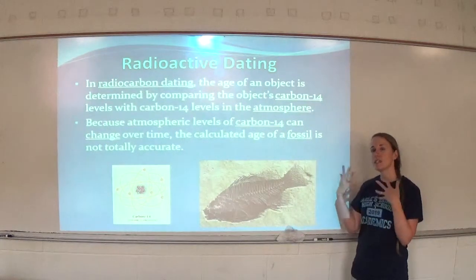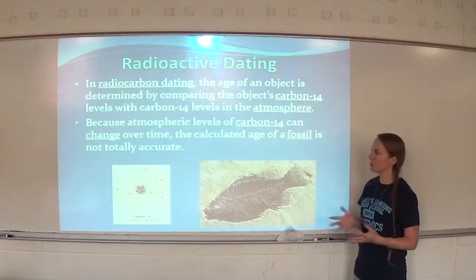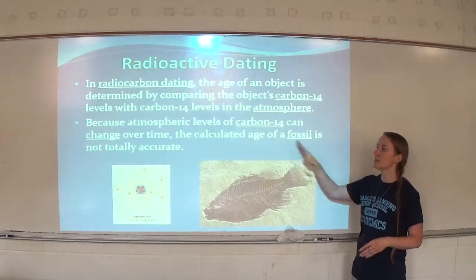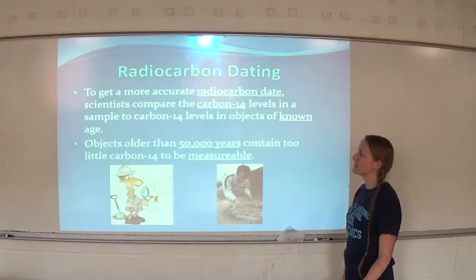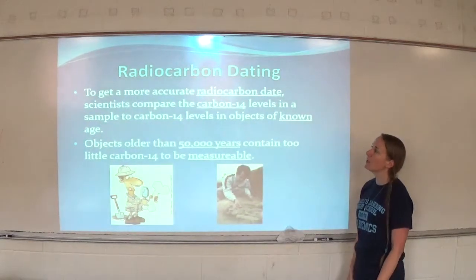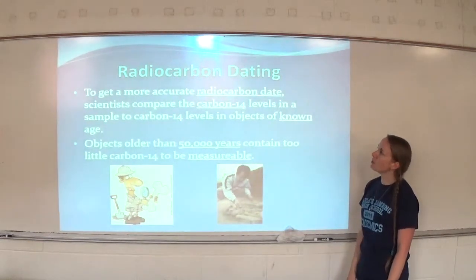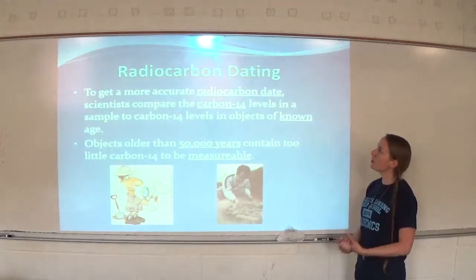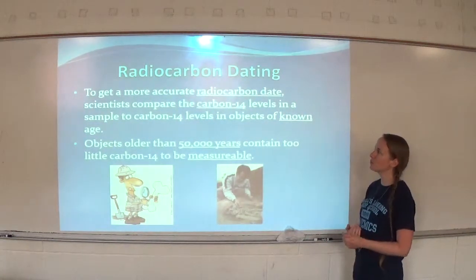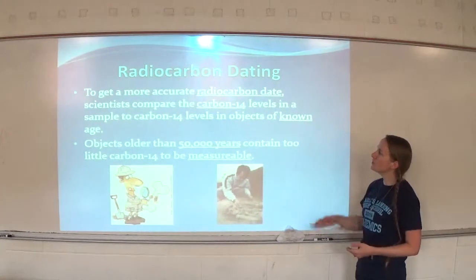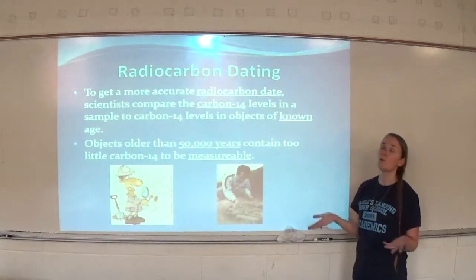Carbon-14 is a specific isotope of carbon. But the problem is it can only date specific things. When something gets too old, it's just not really accurate anymore. So to get an accurate radiocarbon date, scientists compare the carbon-14 levels in a sample to an object of known age.